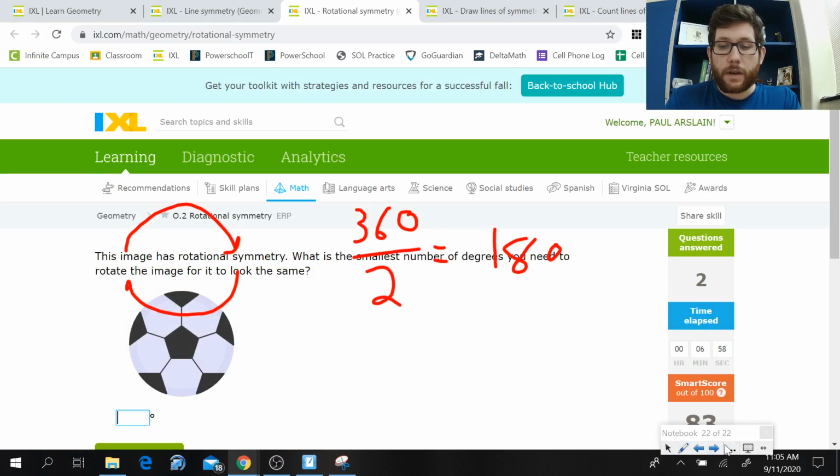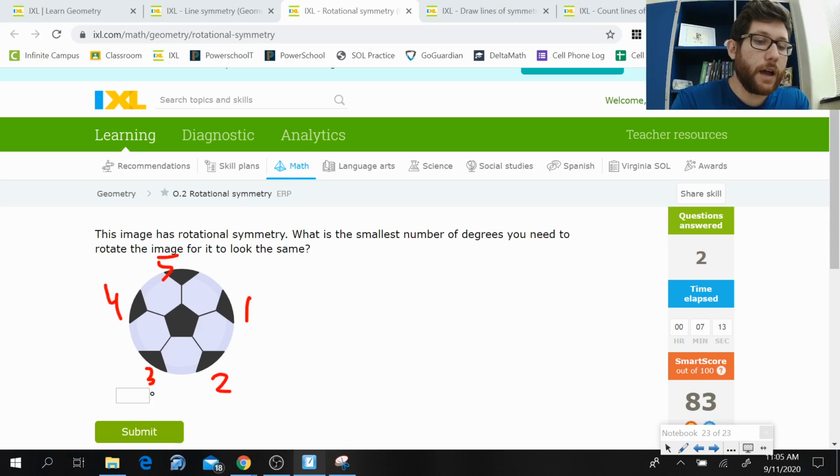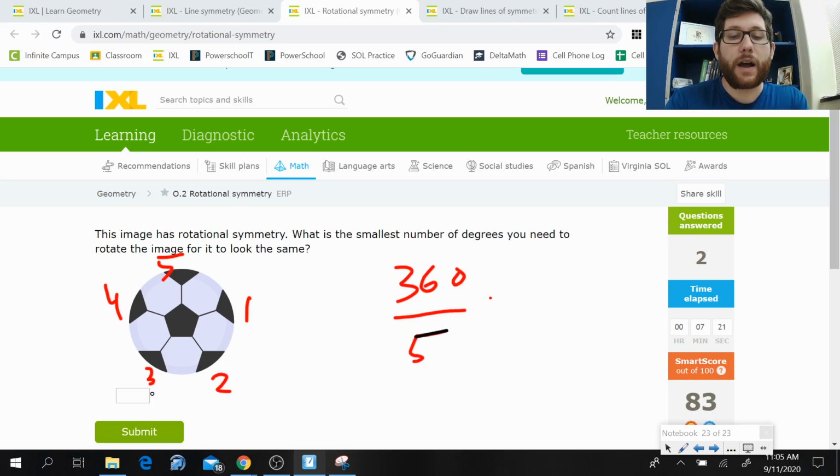All right. Now this is probably a better example to kind of show you this principle. Once again, we can rotate this soccer ball so that it looks the same, but I can rotate it 1, 2, 3, 4, 5 times. If I think about how many times I can turn this, I can turn it 5 times. So once again, I'm going to say whole circle is 360 divided by 5, and I get 72 as my answer. So all of that kind of shows us how to do these problems.